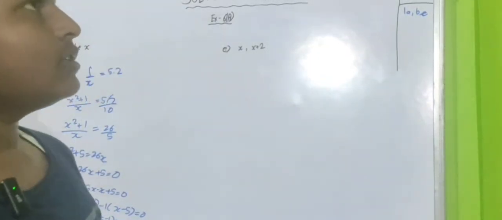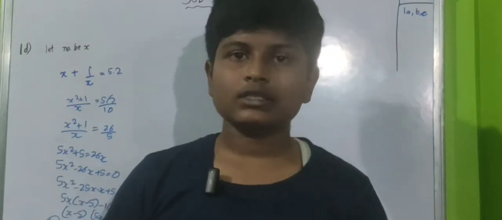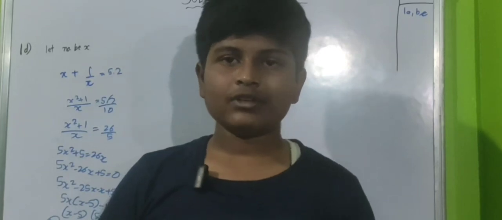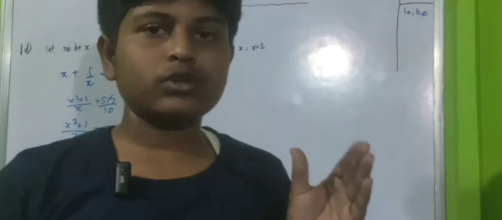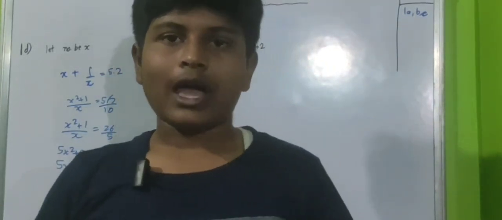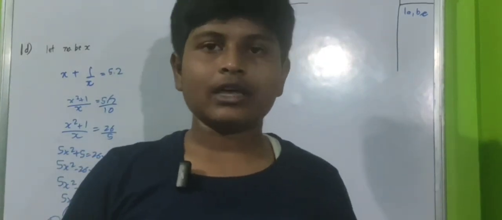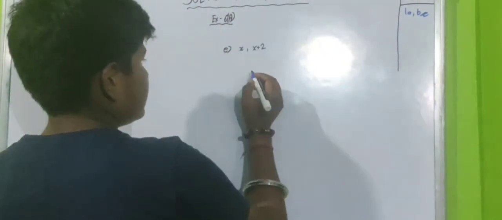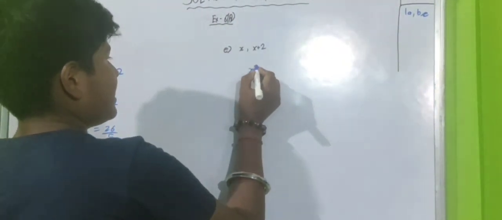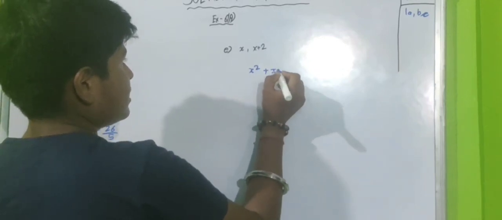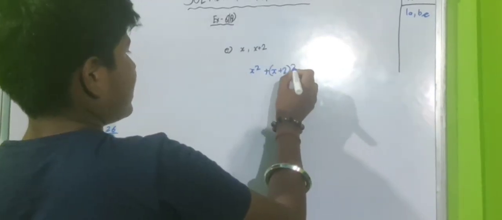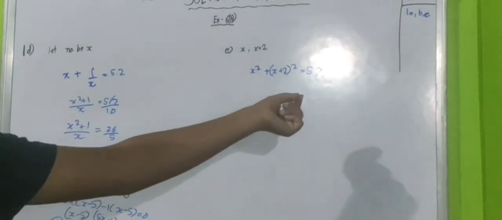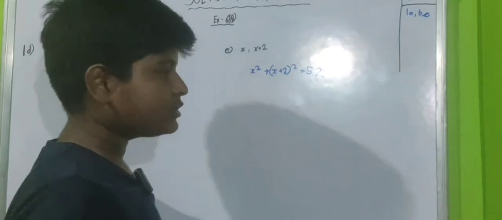It is said that the sum of squares of two numbers is 52, and the two numbers are at an interval of 2. Means the difference of the two numbers should be 2, and the addition of the squares of the two numbers should be 52. So let's solve it. According to the question, x square plus (x plus 2) whole square is equals to 52. The square of both the terms, when added, will give 52. It is written in the question.